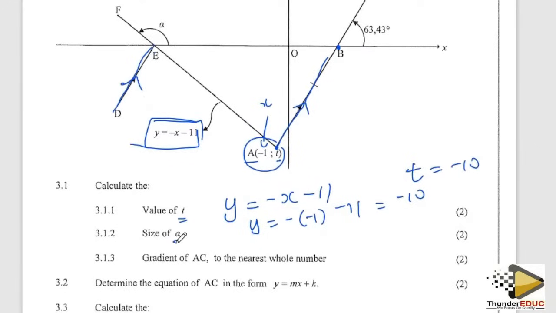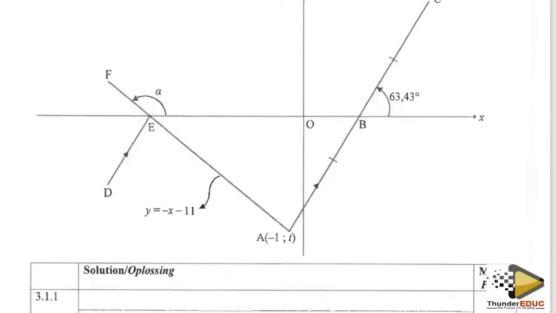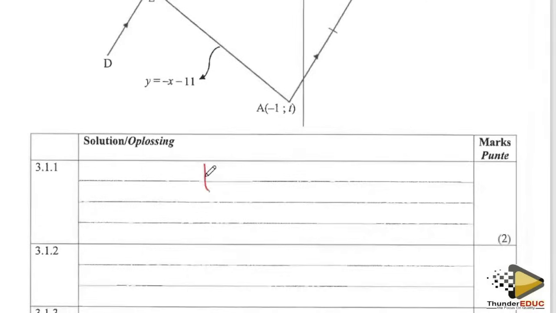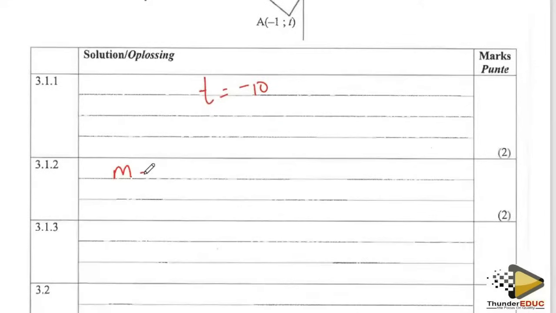Then they want me to get the size of alpha. So for me to get alpha, remember alpha is an angle of inclination. From our earlier grades, we say that if we have m, it must be equal to the tan of, let's say, alpha, but the gradient must be equal to the tan of the angle of inclination. So the question was the value of alpha. So for us to get the angle, we must get the shift tan, the arctan of the gradient. So we need to know what is the gradient of this line.